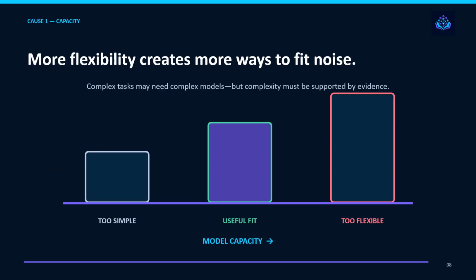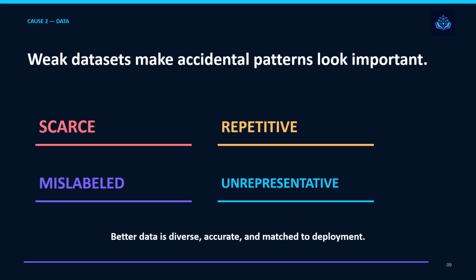One cause is excessive model capacity. A very flexible model has enough freedom to fit real patterns and random noise. Complexity is useful only when the data is strong enough to support it. Overfitting also becomes easier with too little data, duplicate examples, incorrect labels, or data from only one place or group. Better data means variety, accuracy, and a close match to real use.